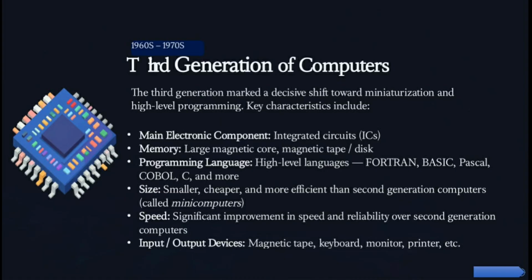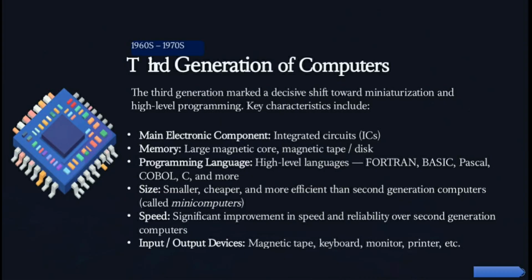So first is the main electronic component, integrated circuits. The first important characteristic is the integrated circuit or IC. An integrated circuit is a small electronic chip that contains many electronic components such as transistors in a single unit.